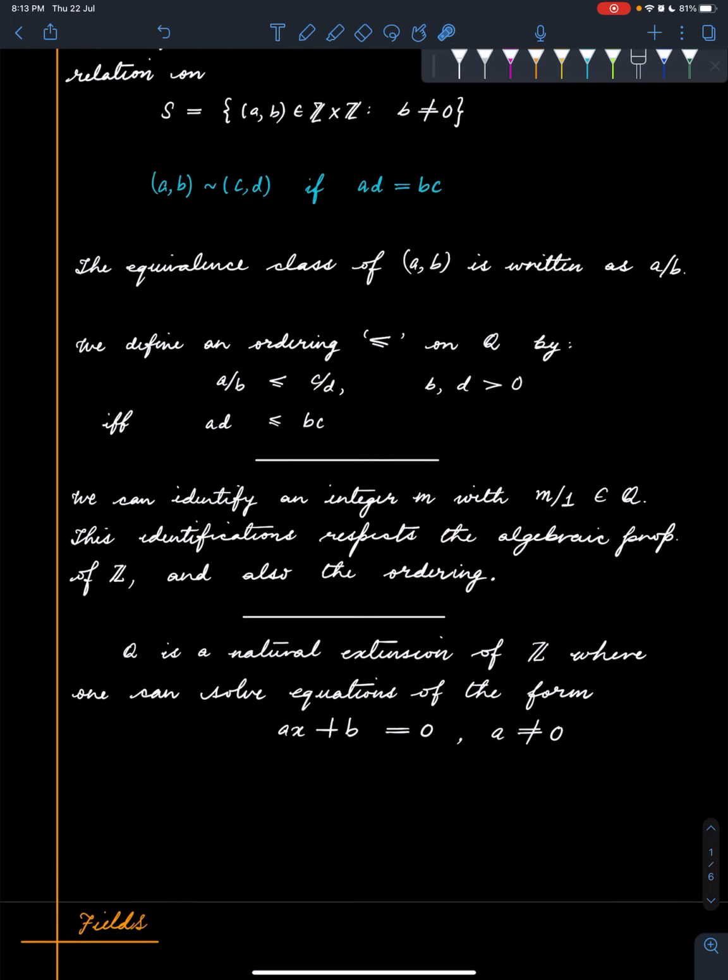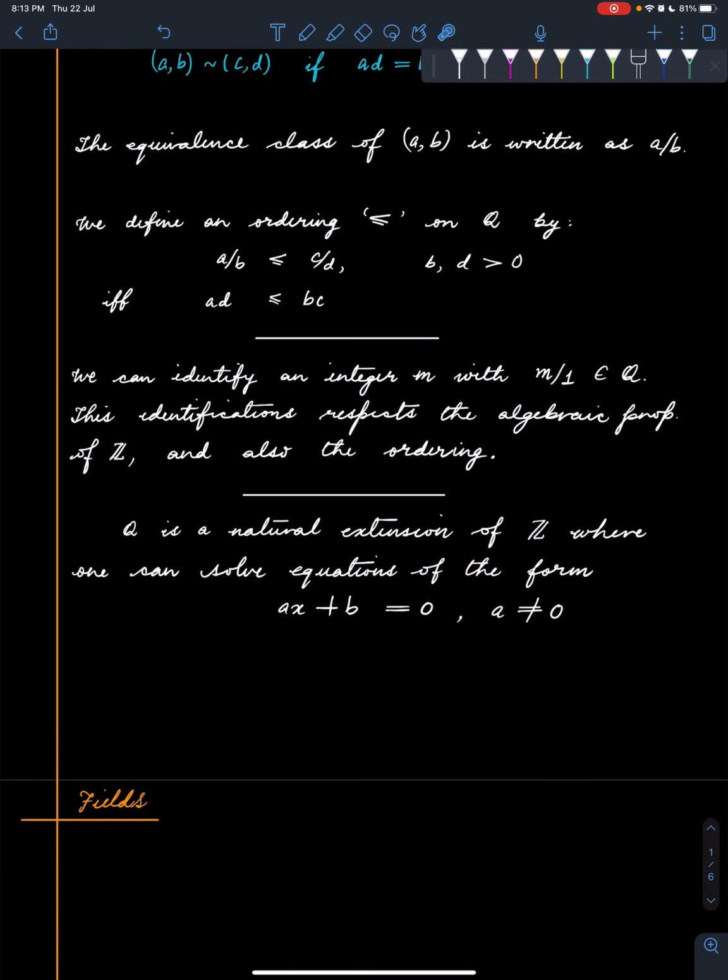And one thing I should have mentioned the last time is that the rational numbers are the natural extension of the integers, such that you can solve these kinds of equations. You cannot solve these equations in integers. For instance, 2x plus 1 equals 0 has no solution in integers. There is no integer x for which this is satisfied. But in rational numbers, you can solve all of these equations. So that is one perspective to construct rational numbers.